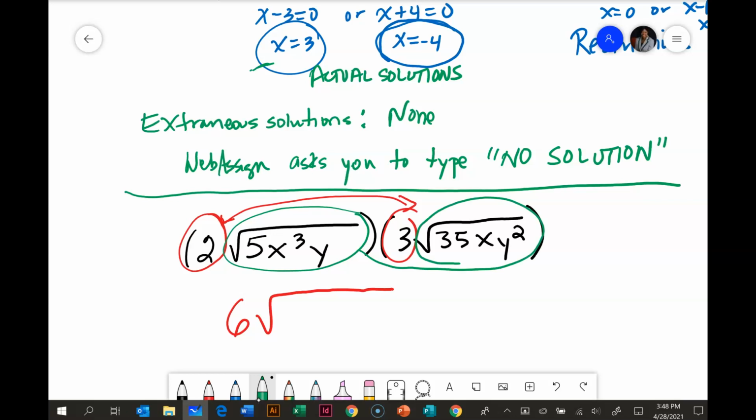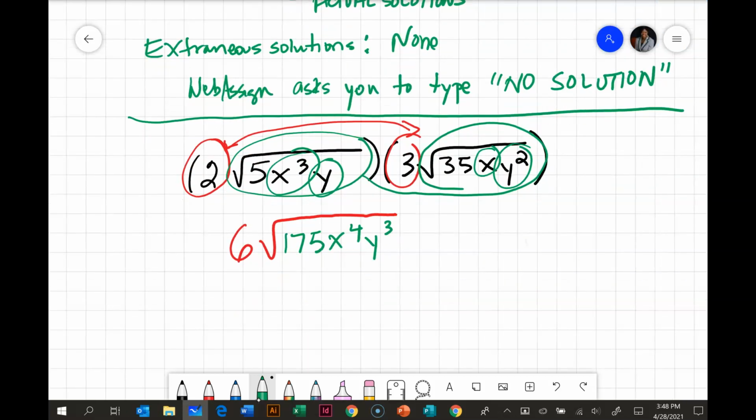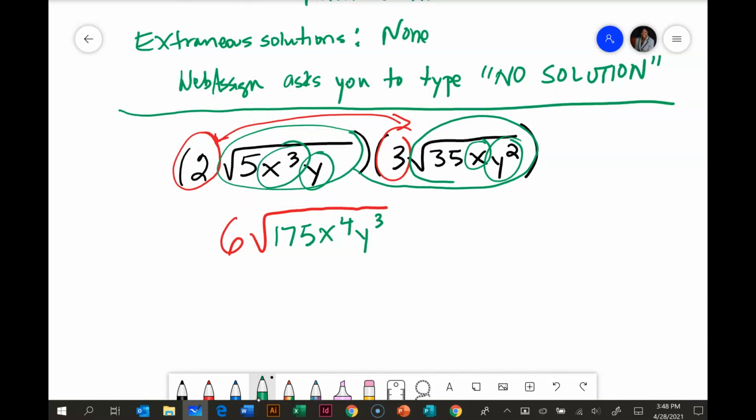5 times 35. What is that? Let's go with 175. What is x cubed times x? That's x to the 4th. What is y times y squared? That's y cubed. But we can't have anything under the radical that, if you can find the square root of it, you have to simplify it, right? Or if there are perfect squares under the radical, because this is a square root symbol, then we have to get rid of it. So give yourself a little space.